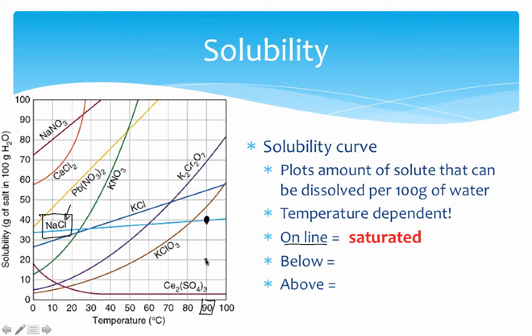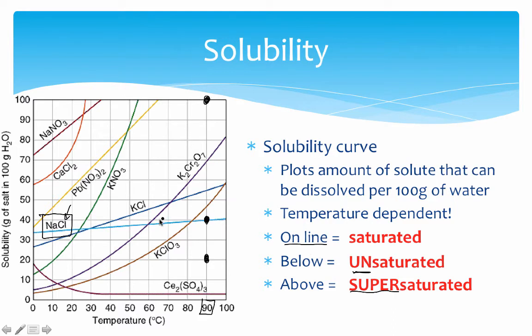Likewise, say you only have 20 grams of your sodium chloride dissolved at 90 degrees Celsius. That's below the line, making it an unsaturated solution. And then obviously if you're above the line, then say we got 100 grams of sodium chloride to dissolve in solution at 90 degrees Celsius, that would create the supersaturated situation.